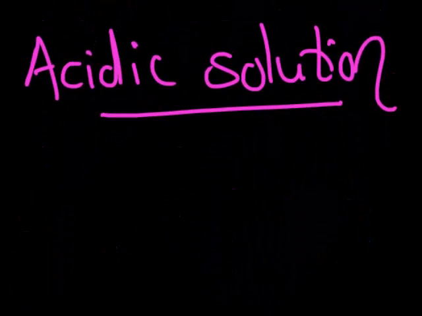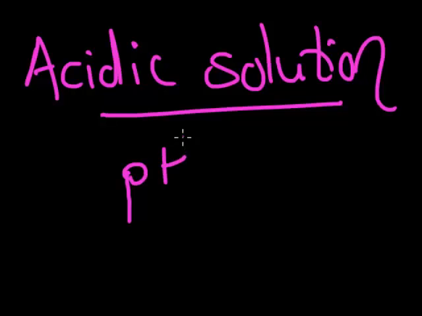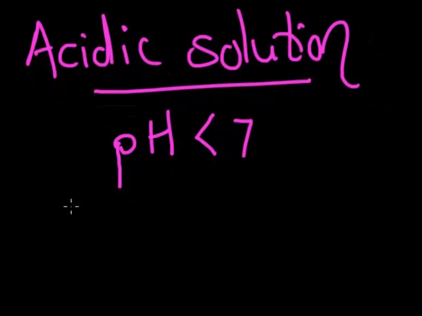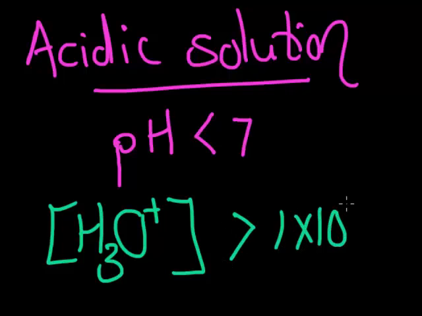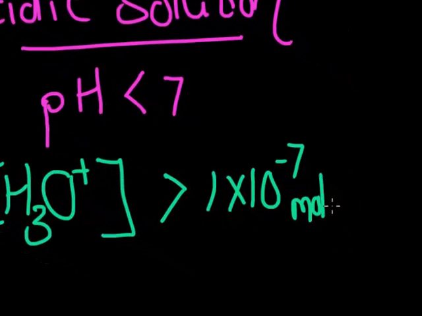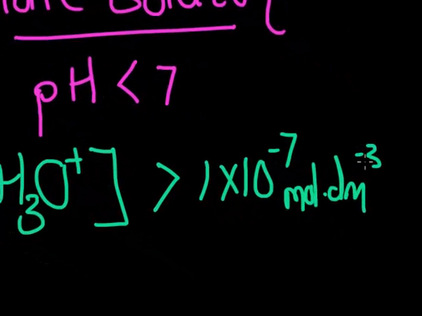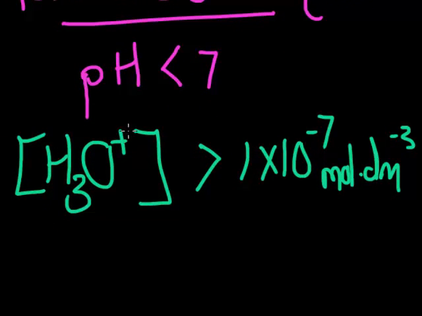Now, if you have an acidic solution, it means your pH is less than 7. And that would happen when your hydronium ion concentration now obviously is not equal to 1 times 10 to the power negative 7 anymore, but it will be greater than 1 times 10 to the power of negative 7 mole per cubic decimeter. So if your concentration of the hydronium ion, which indicates the acidic properties, is higher than the neutral value, it will make it an acidic solution which has a pH of less than 7.